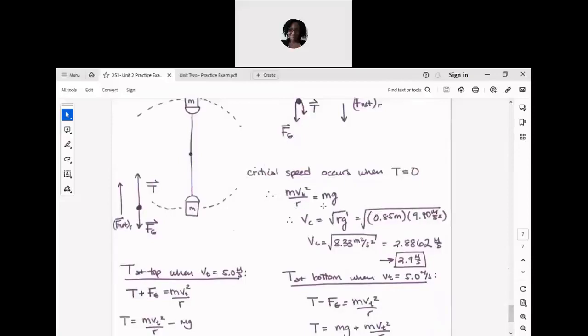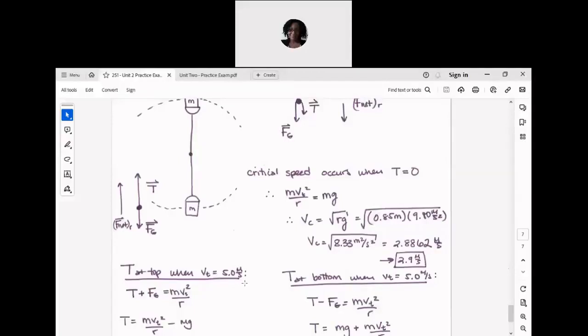If we set the radial force equal to the gravitational force, the meaning of this V tangential changes because we're looking for this critical speed, not just any V, but the one that matches up with a tension of 0. We can plug in the radius of the circle and free fall acceleration. So it takes at least 2.9 meters per second for the bucket of water to complete the loop and for the water not to fall out of the bucket.